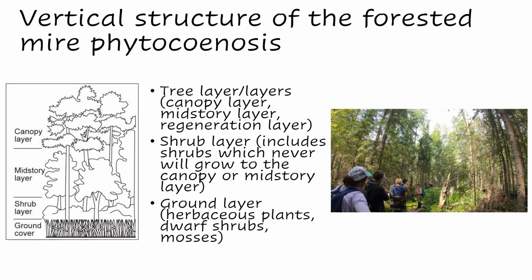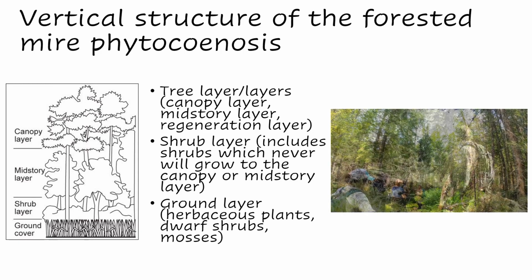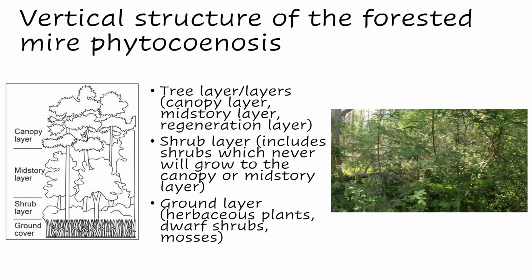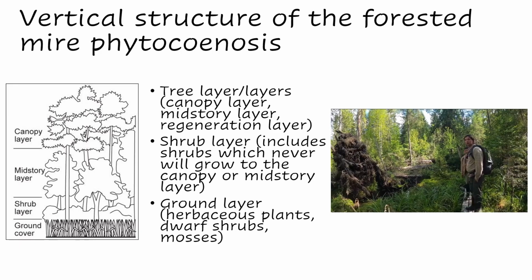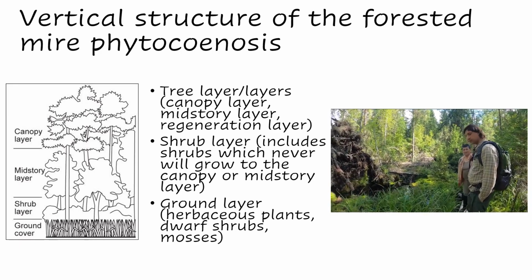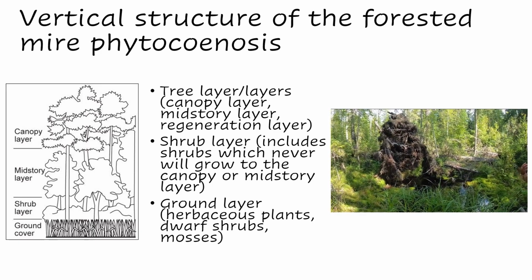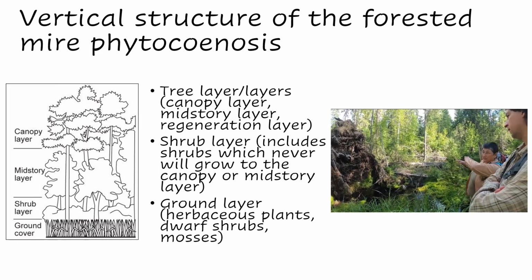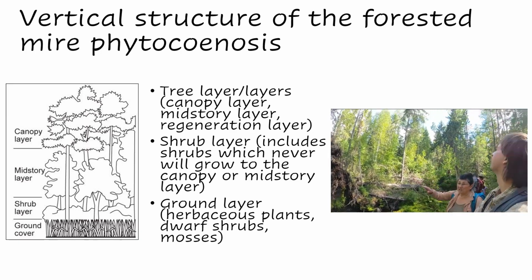What is difficult in the mire vegetation? That there could be forested mires. The forested mire phytocoenosis has a similar approach as the forests. So you have to characterize all layers: the tree layer or canopy layer, mid-story layer, regeneration layer, shrub layer and ground layer, which will include herbaceous plants, dwarf shrubs and mosses.